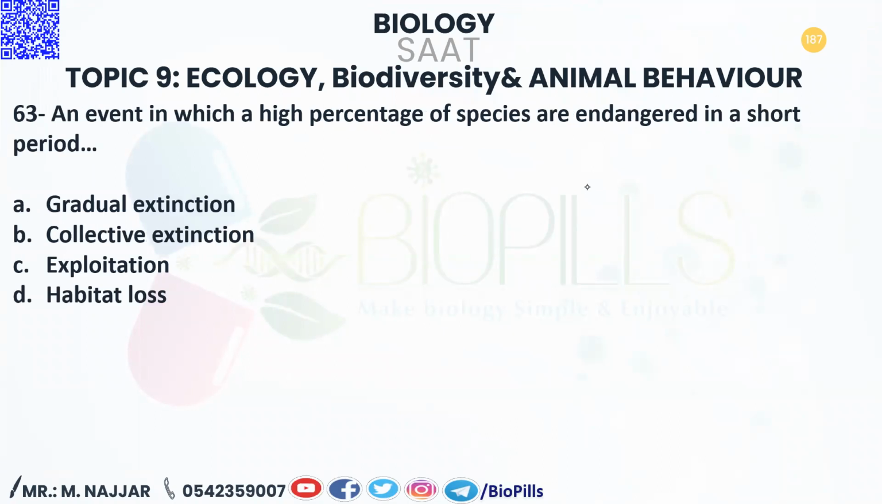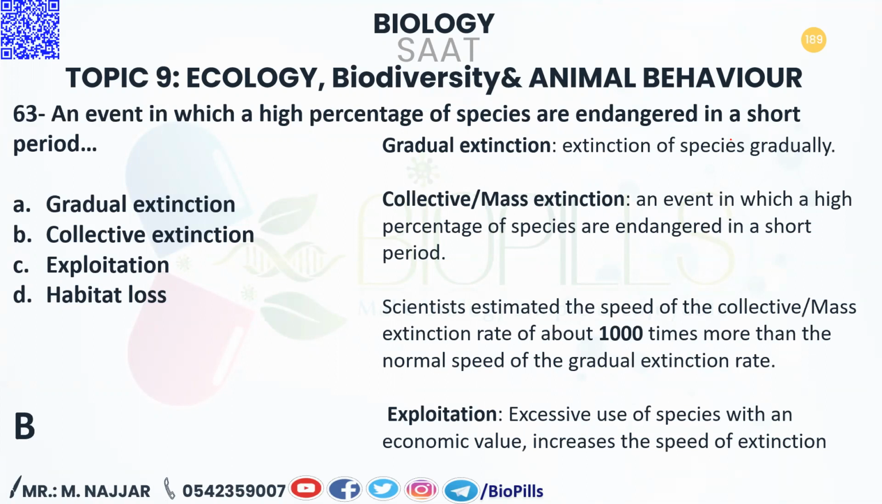Question number 63. An event in which a high percentage of species are endangered in a very short period of time. A, gradual extinction. B, collective extinction. C, exploitation. D, habitat loss. It's called collective or mass extinction, or major extinction. Collective is rarely used in scientific textbooks, but it is the answer here. Gradual extinction is extinction of species gradually over a period of time. And collective, whose scientific name is mass or major.